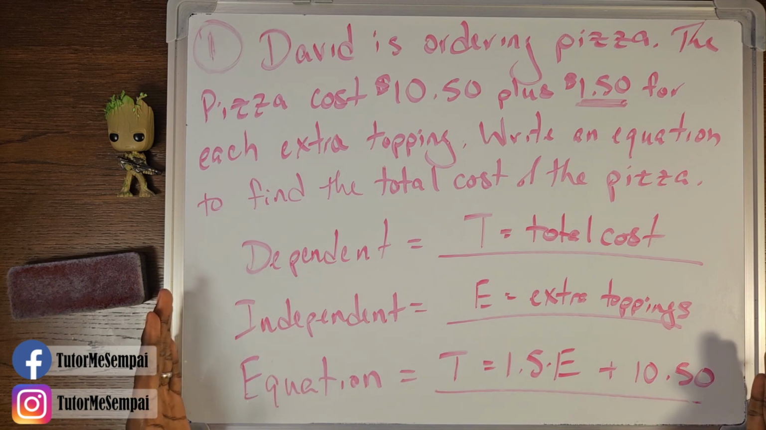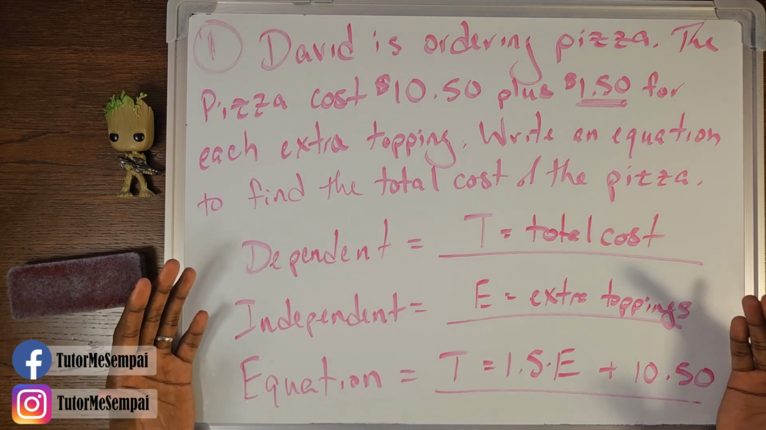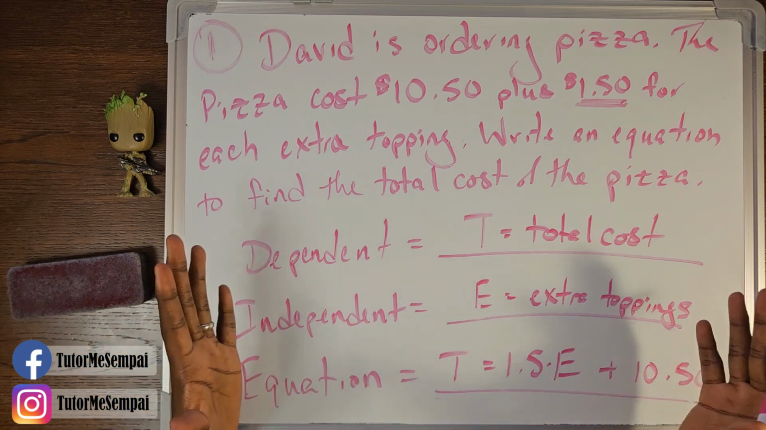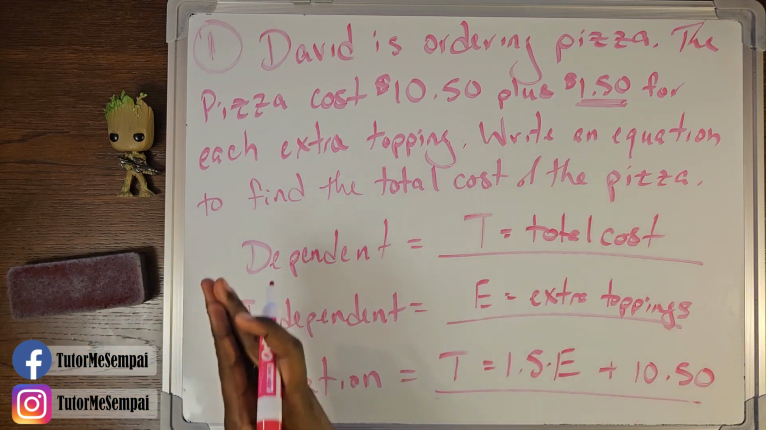Now we have an equation that if we did want to solve, if we had a set number for the number of toppings we chose, we can easily find out what that total cost of the pizza will be. But let's stop here and let's move on to our next example for today.